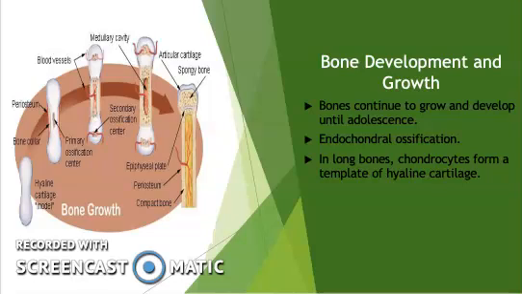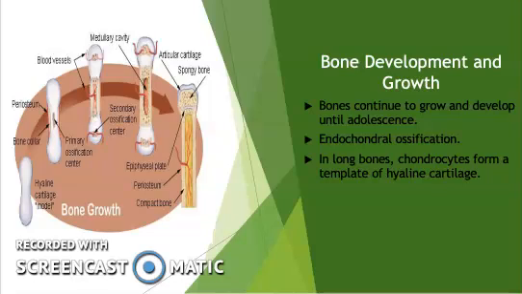Okay. In long bones, chondrocytes form a template of hyaline cartilage. Okay, so long bones lengthen as chondrocytes divide and secrete hyaline cartilage. Osteoblasts replace cartilage with bone.